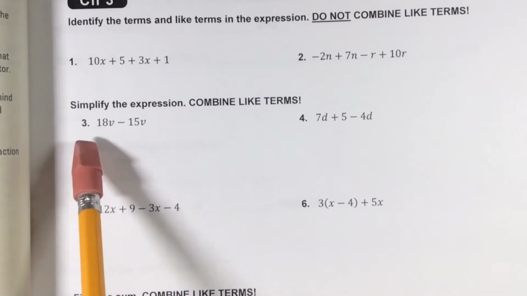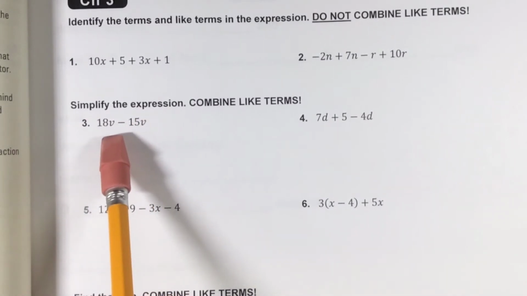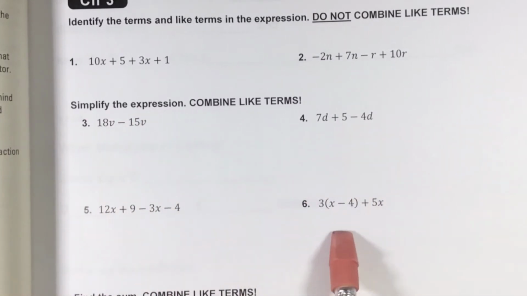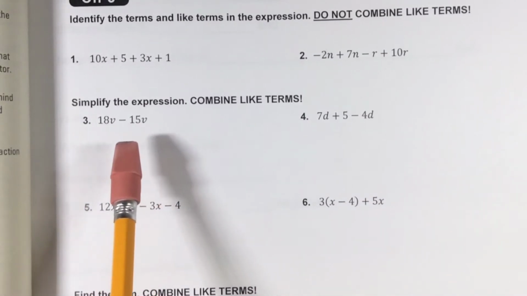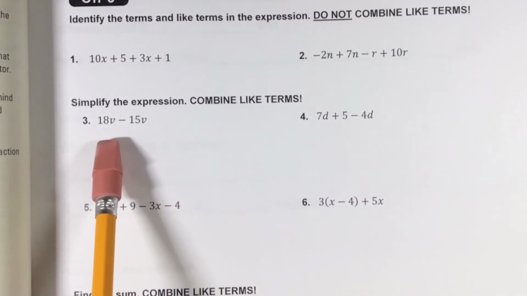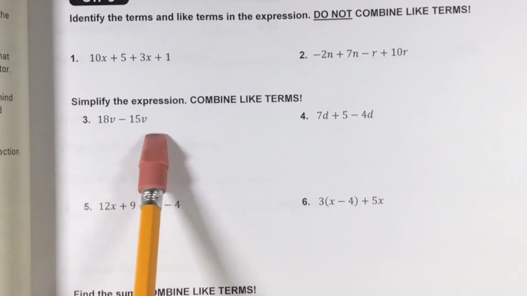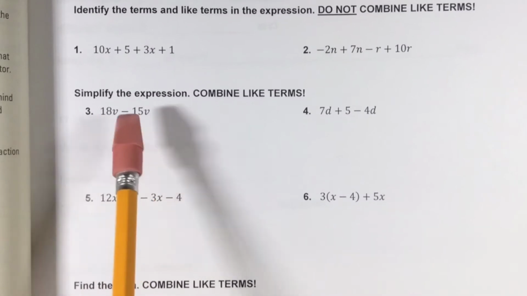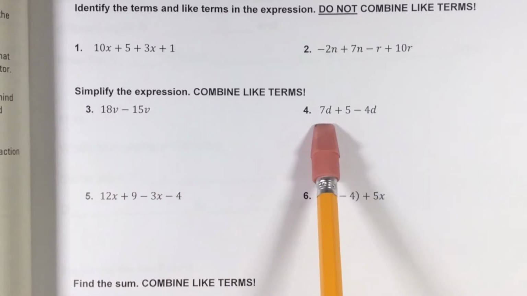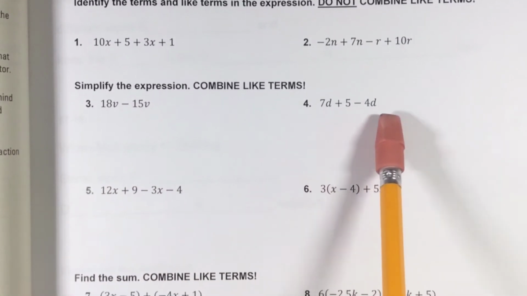So this just says simplify the expression. Really, this is a lot like when we were doing integers at the beginning of the year, positives and negatives, adding them together. Don't drop the variable here. So it's 18v minus 15v. You'll get an answer here. 7d plus 5 minus 4d.